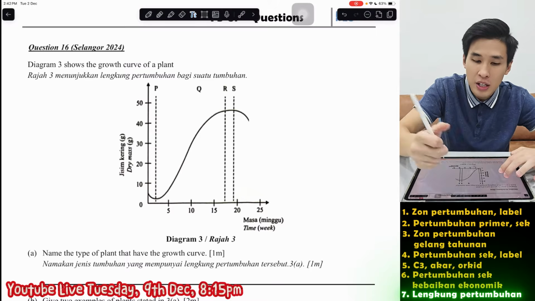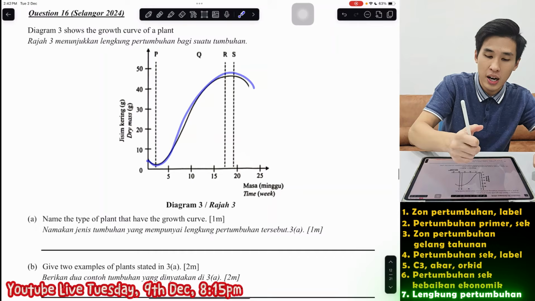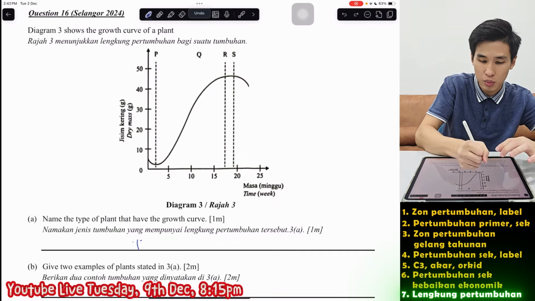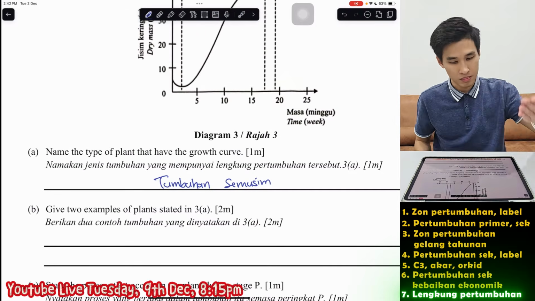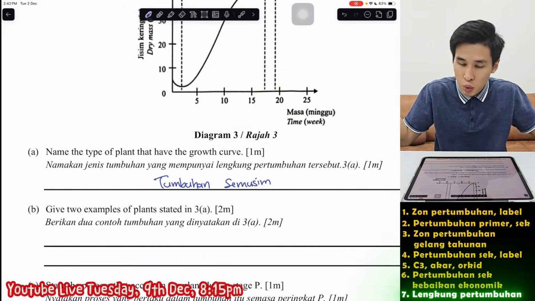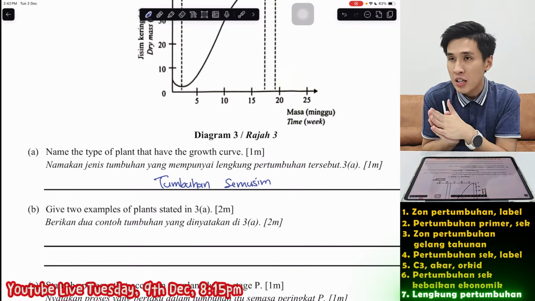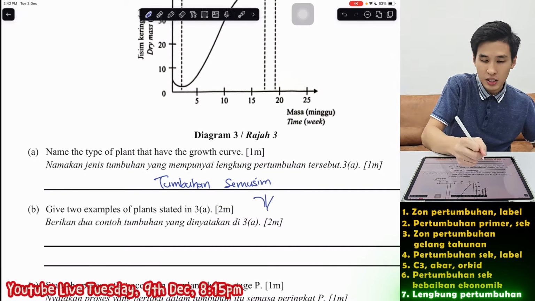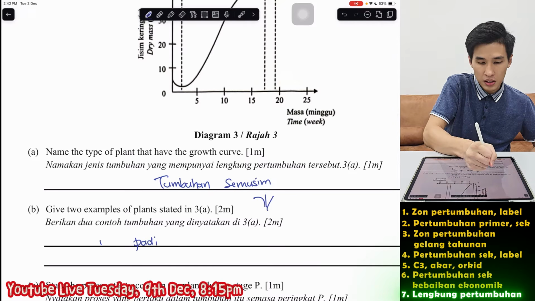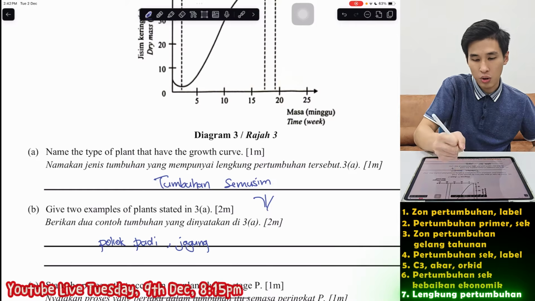So for this one, usually they like to ask semusim more lah. Only ada satu lengkung sigmoid one. So jenis tumbuhan, this is tumbuhan semusim lah. So 2 contoh yang boleh dinyatakan dalam T3A. So what is tumbuhan semusim? Just remember their shape usually like this one. So these plants usually they don't live very long. That's why they're very small, very thin, very kecil. Yeah, so what plants like this one is basically padi, pokok padi, dan jagung, corns. And our text also will give one more, watermelon, tembikai.